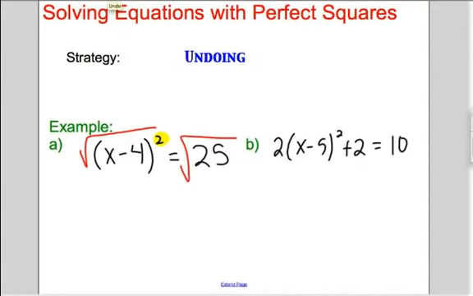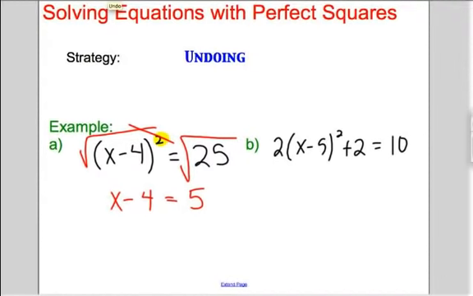Because what I do to the left, I have to do to the right. So I square root the left, and it gives me x minus 4, because the squaring and the square root undo each other. That's the whole goal. But then I have to look at the right. What is the square root of 25? Well, hopefully you know that's 5.